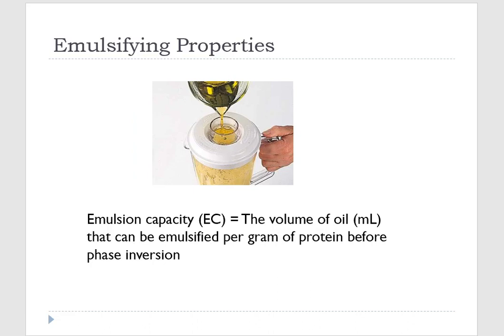Emulsifying capacity is another method to evaluate the emulsifying properties of proteins. It's the volume of oil that can be emulsified per gram of protein before phase inversion. So what's phase inversion? We said we have, for example, an oil in water emulsion. A change can occur from oil in water emulsion to water in oil emulsion. That's phase inversion. Or the opposite.